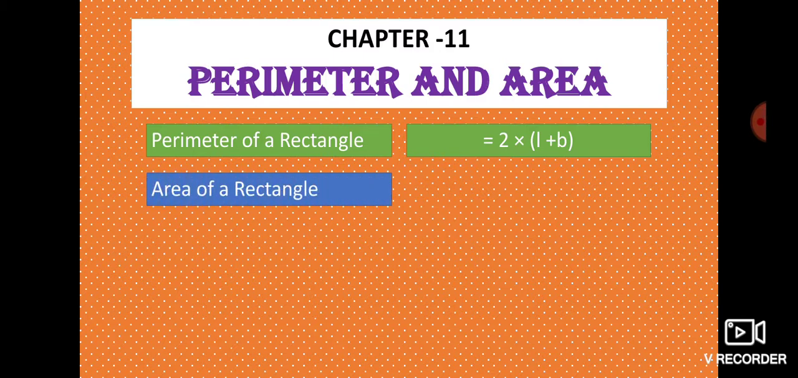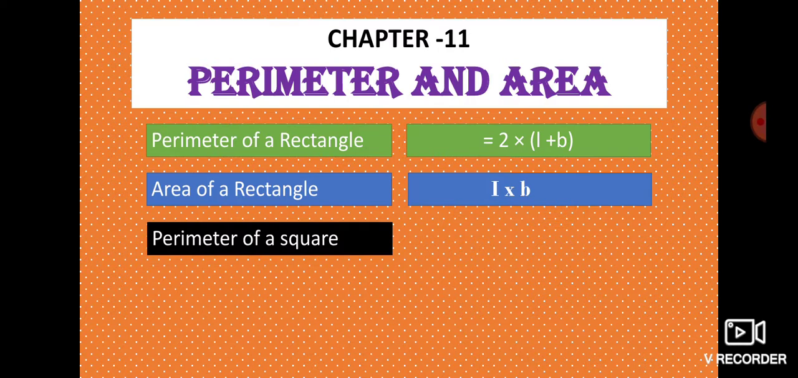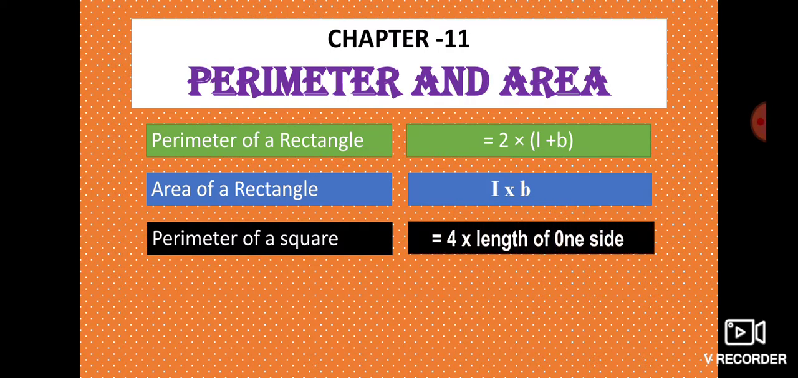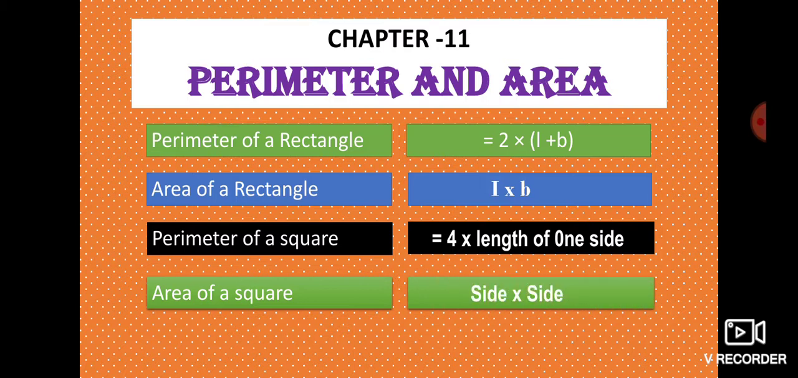Next, area of a rectangle. Area of a rectangle equal to L into B. Don't be confused. Area of rectangle equal to L into B. Length into breadth. Next, square. Perimeter of a square equal to 4 into length of one side. We know for a square, all the 4 sides are equal. So, 4 into length of one side. And area of square equal to side into side. So, these 4 equations we used and studied well from 6th class.